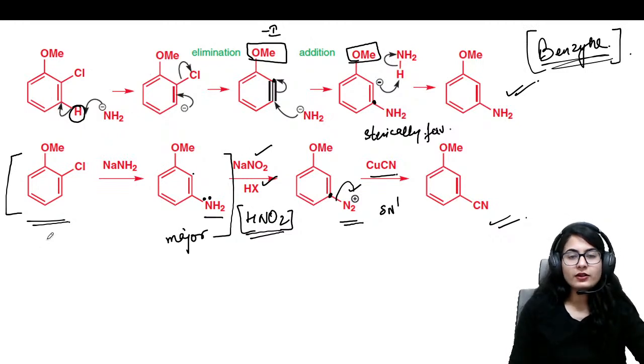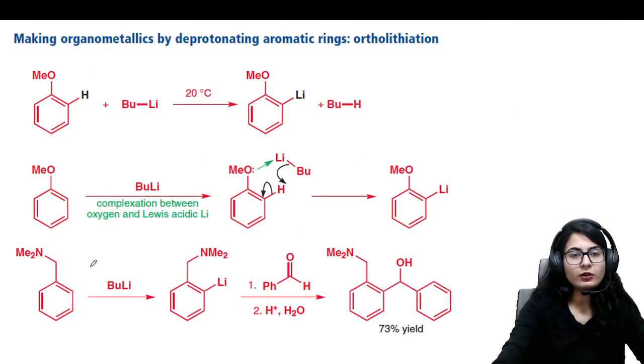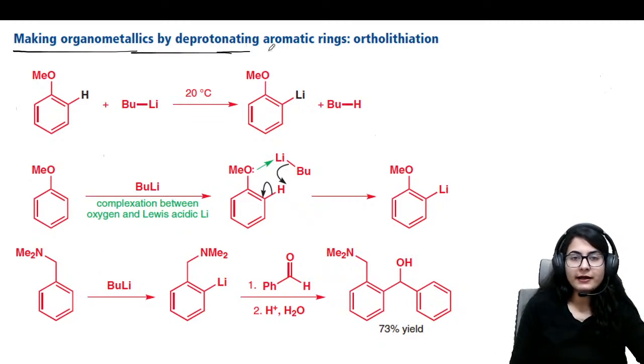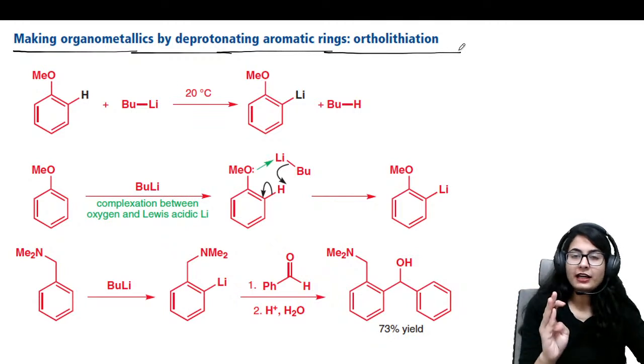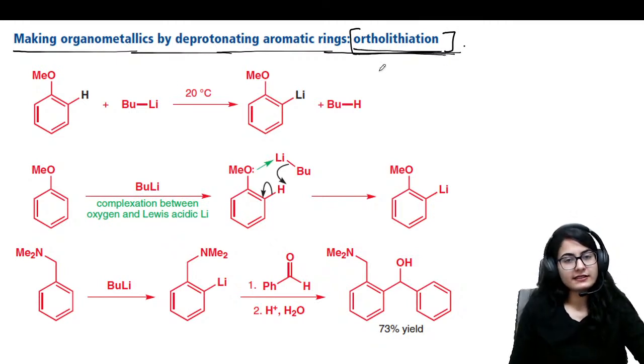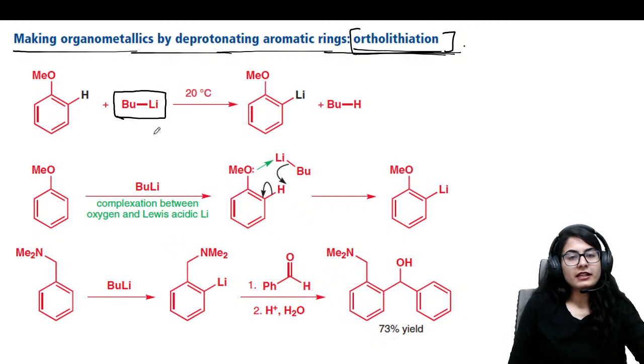Alright, very good. So guys, what are we going to talk about now? Let's see. Since we are talking about aromatic rings, we have seen electrophilic aromatic substitution, we have seen regioselectivity in nucleophilic aromatic substitution. Let's see one more very important example: ortho lithiation. What is ortho lithiation? How can we utilize this? Let's see. Using an organometallic compound, that is butyl lithium. Yes.